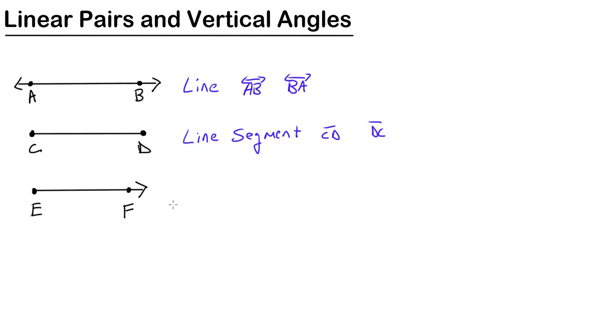And this third one here is called a ray. A ray has 1 endpoint, goes through at least 1 other point, and continues going in one direction. Now, unlike a line and a line segment, a ray has to be named in the order of endpoint first, then the side that continues second. So I have to name this ray EF like this.